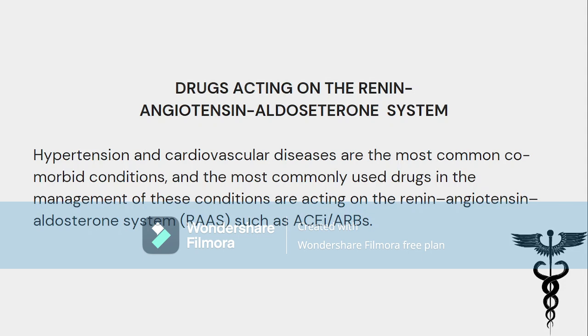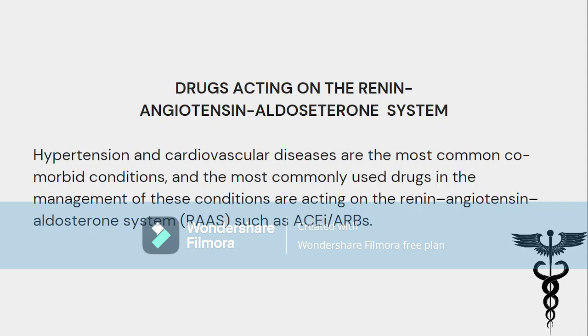Angiotensin converting enzyme inhibitors, or ACE inhibitors, are a class of drugs that block the conversion of angiotensin 1 to angiotensin 2, a potent vasoconstrictor. By reducing the level of angiotensin 2, ACE inhibitors decrease peripheral resistance and lower blood pressure. Examples of ACE inhibitors include lisinopril, enalapril, and ramipril.